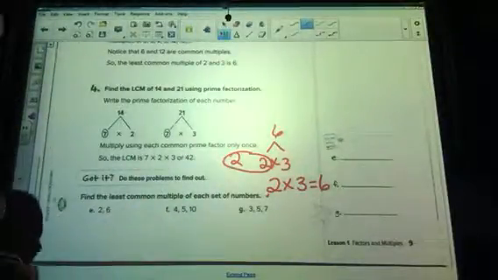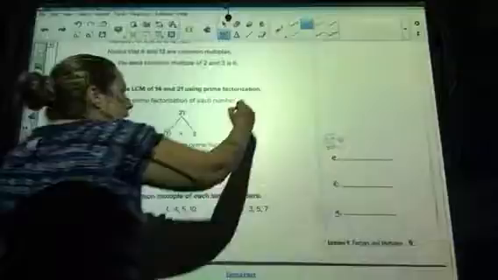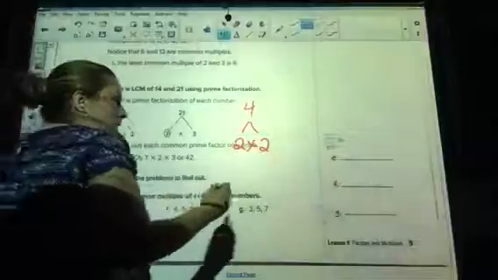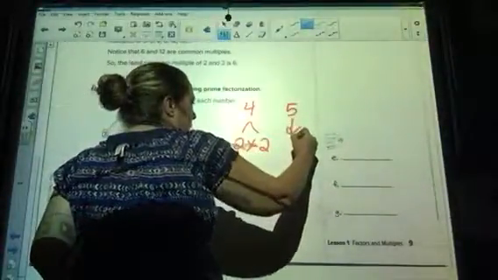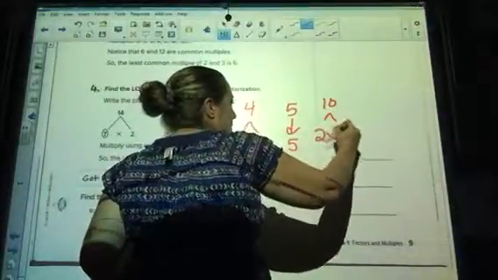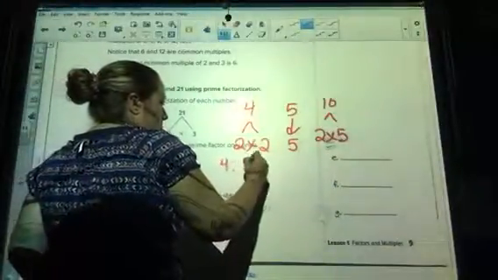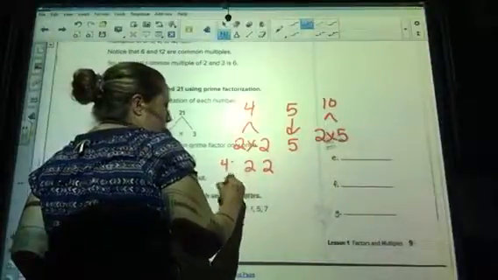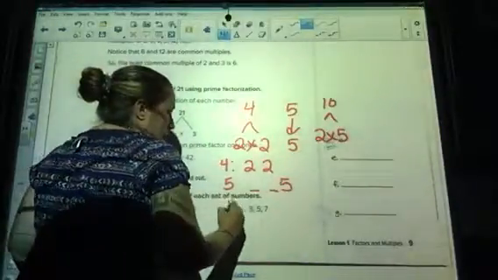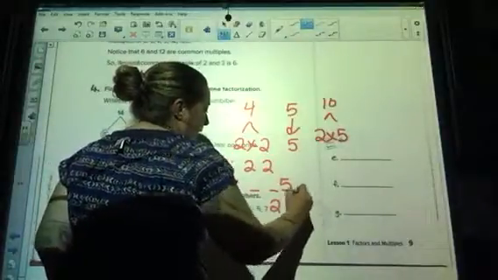What if we have 3 numbers, 4, 5, and 10? All right, we have 4. 4 breaks down to 2 times 2. 5 is its own prime number, so 5 is just going to come down. And 10 breaks down to 2 times 5. Now let's line them up. 4, 2, and a 2. We have 5, and we don't have any 2s, but we have a 5, so we have to put that 5 over here and leave blanks. And then we have 10, and 10 has a 2 and a 5.